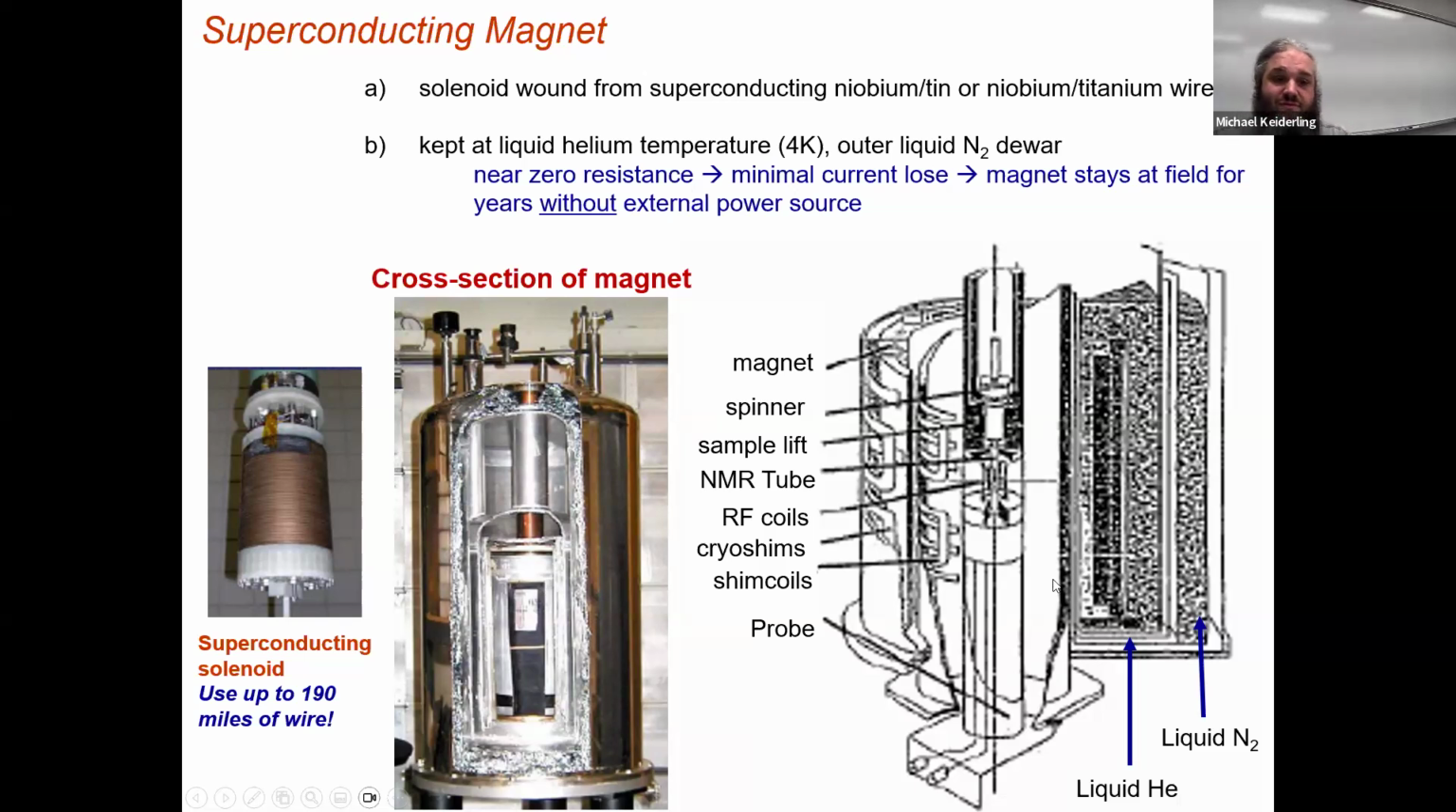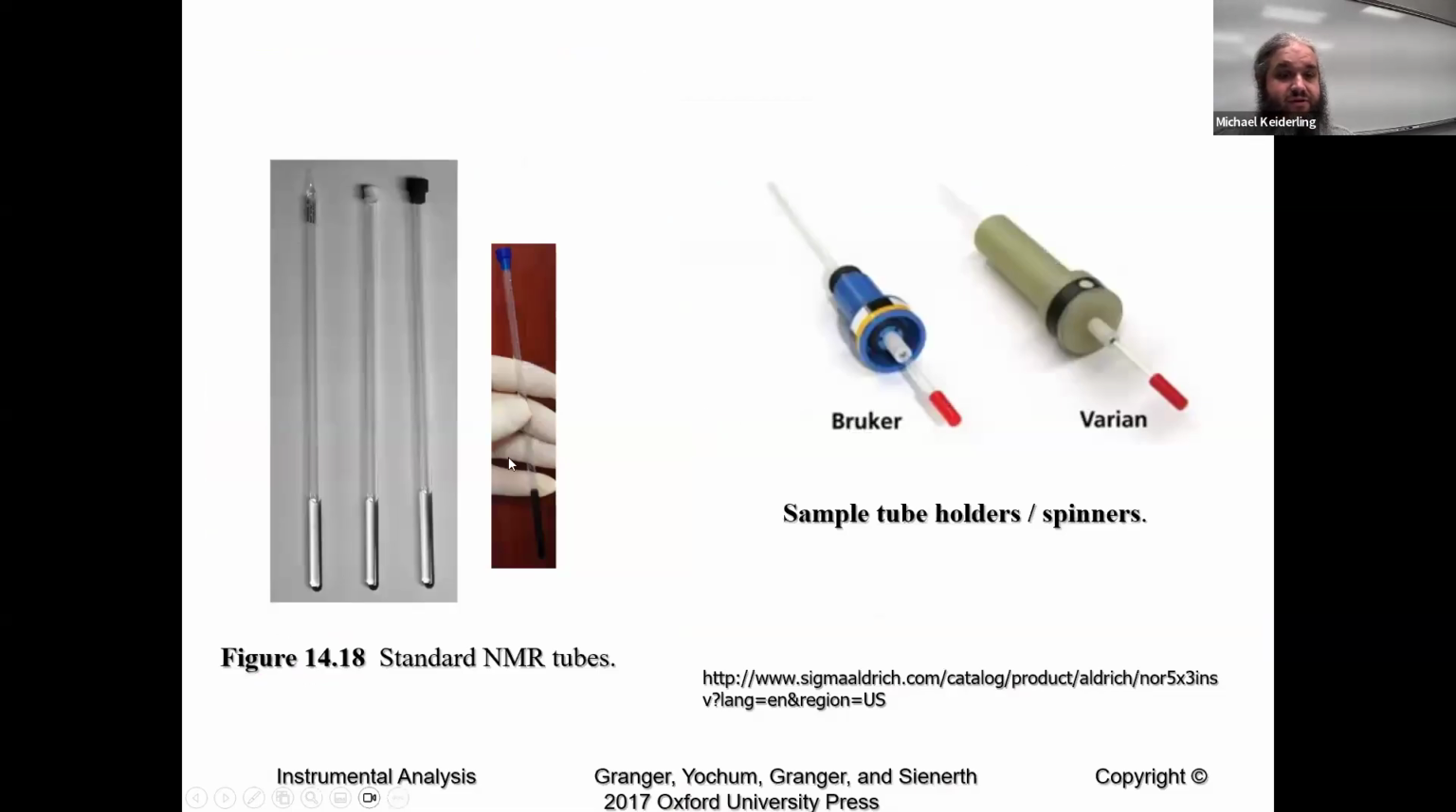And because the wire is superconducting, you get near zero resistance, minimal current loss, and the magnet stays at field for years without an external power source. But it does require cooling. You need to keep the liquid helium and liquid nitrogen cold, and the magnet cold.